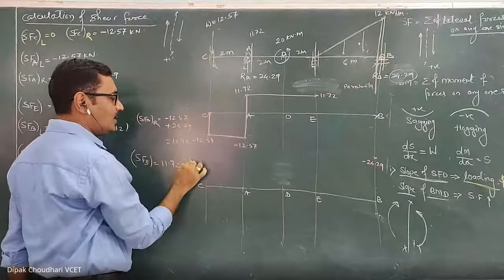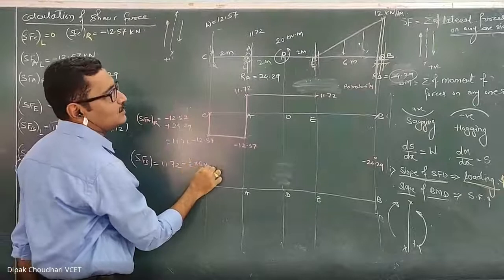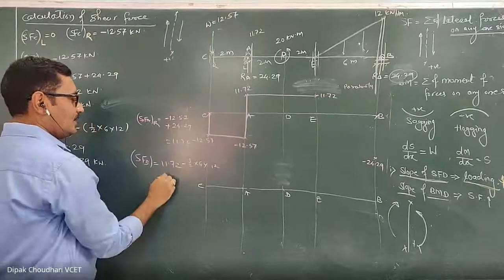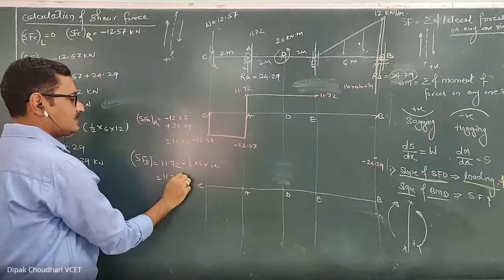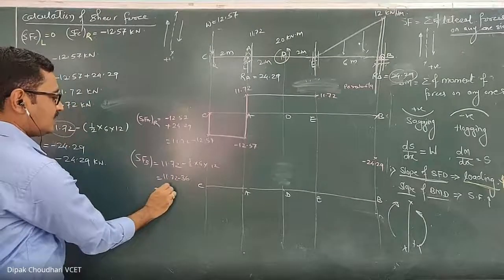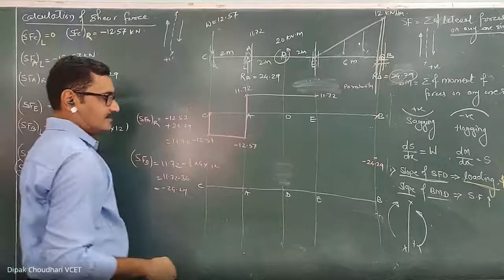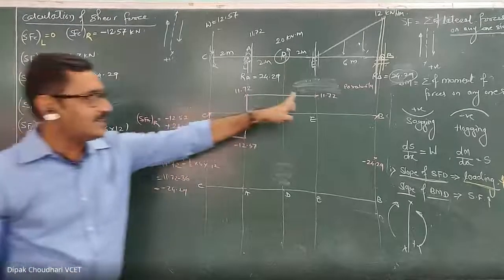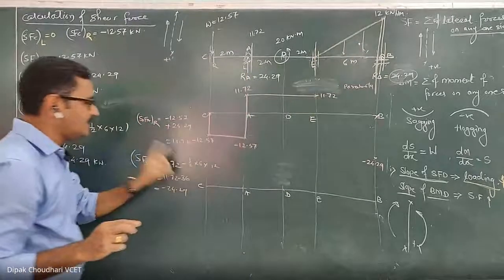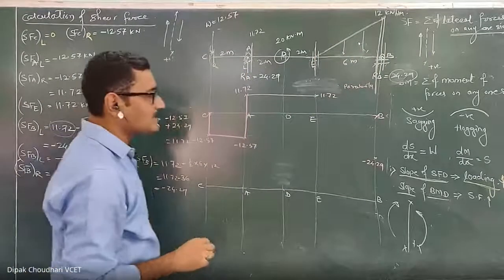How much is that load? Half into 6 into 12. Okay, so 11.72 minus 36. So if you calculate, you will get minus 24.29. यार कैसे कैलकुलेट किया, यहाँ का shear force लिया और ये लोड उसमें ऐड कर दिया, डाउनवर्ड है इसलिए माइनस. So you'll get minus 24.29.